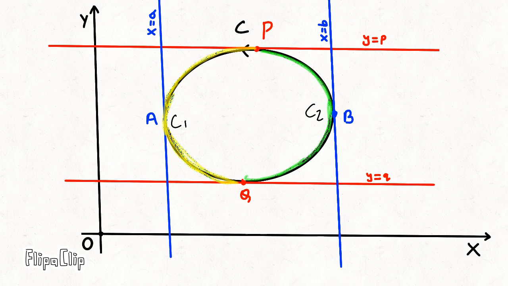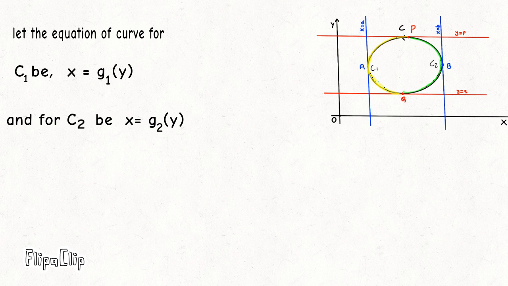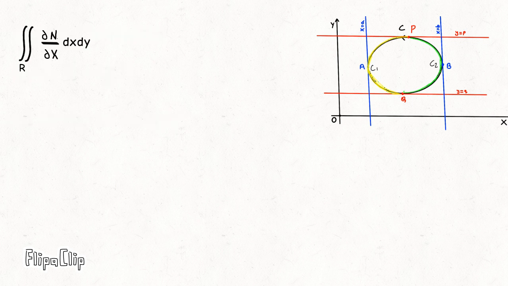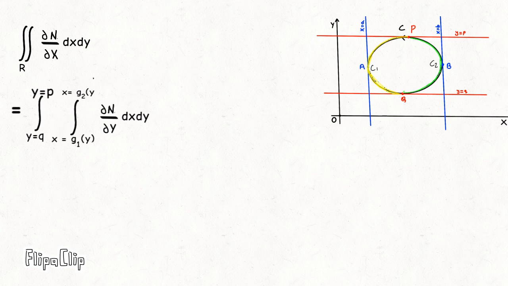Similarly, let's divide the curve C into PAQ and QBP. Let the equation of curve C1 be x equals g1(y), and for curve C2, x equals g2(y). The double integral over the region R of ∂N/∂x dx dy can be written as follows, since over the region R, when y changes from q to p, x changes from C1 to C2.